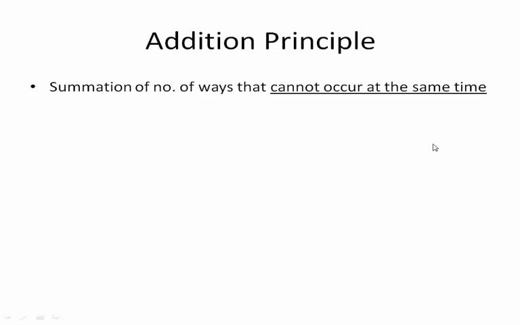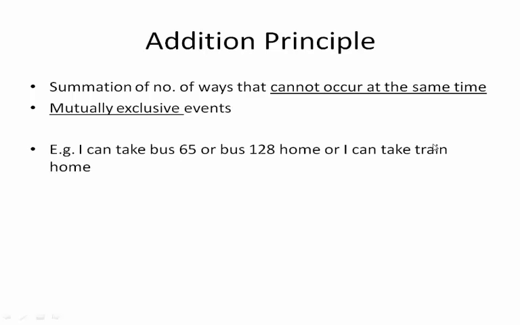As long as two or more events cannot occur at the same time, they are known as mutually exclusive events. In this case, we are going to apply the addition principle. Let's take a look at an example.